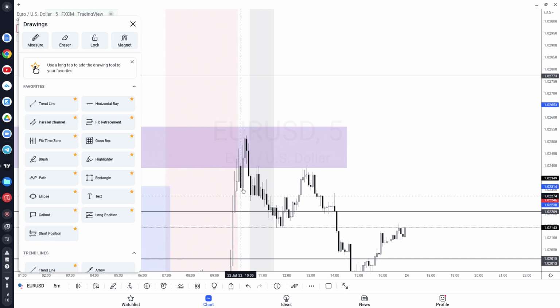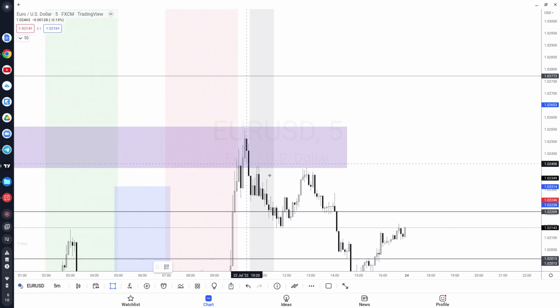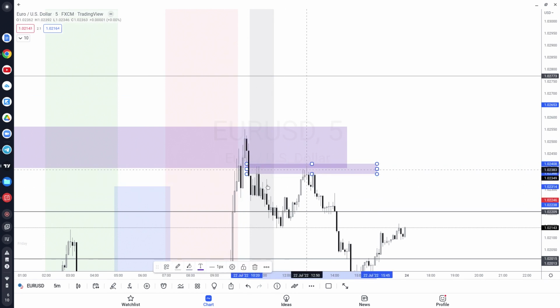Once price clears the low of this candle, now we trade the fair value gap, right? You see, this is the fair value gap. Bingo. See how price respects that fair value gap, right? So this is showing true intent to go lower.